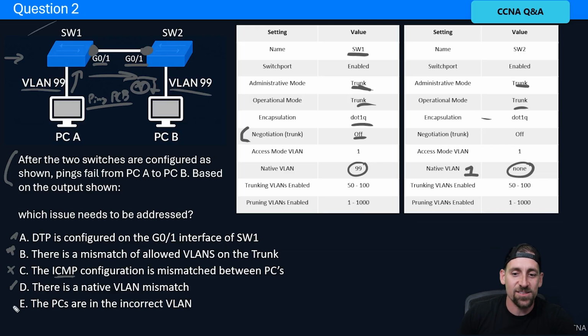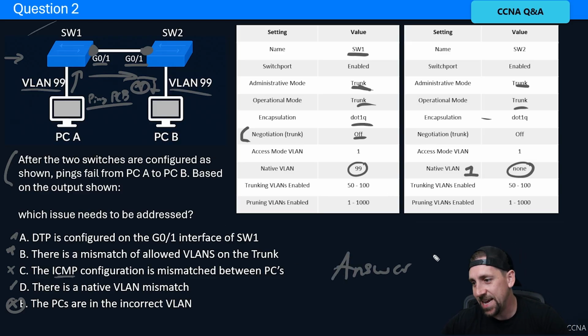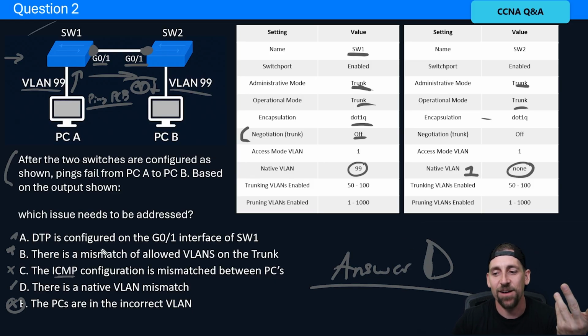So I would actually argue that this is very likely not going to cause you a problem, because the PCs are in the correct VLAN, and honestly, 999 is within the range of VLANs allowed too. So all of this sets up well, except for one very important fact. There is a native VLAN mismatch, and this will cause a problem with the trunk link setup and will not allow you to forward that VLAN traffic. So D is the answer here. Answer D. And then we can come back and say the ICMP configuration is mismatched between the PCs. We don't have enough information to make that assertion, so D is obviously a better answer here.